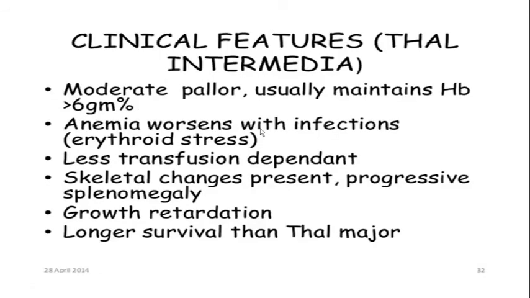Then for thalassemia intermedia, usually the patient might present to you with moderate pallor, and they usually maintain a hemoglobin level of around 6, and the anemia worsens with infection. These people might tend to be less transfusion dependent, but the skeletal changes will be present, and progressive splenomegaly might be present. There might be growth retardation, but they have a pretty longer survival than thalassemia major.